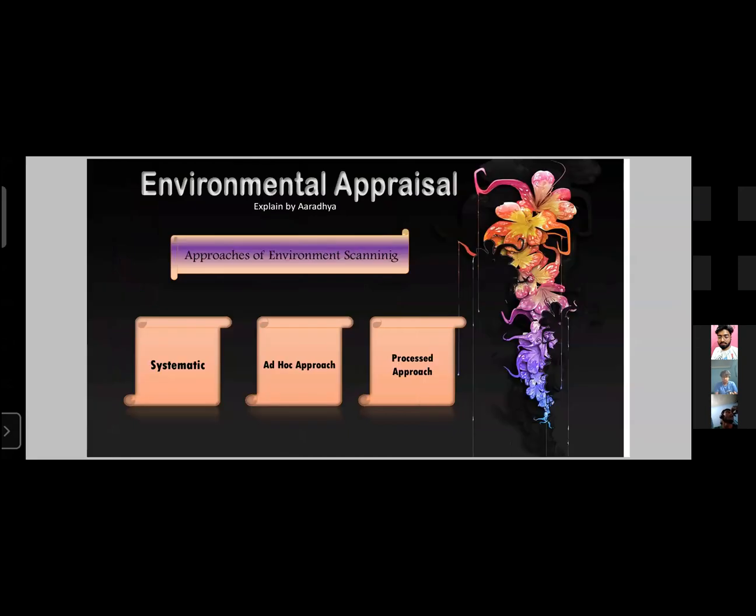And now I will explain about approaches of environmental scanning. First one is systematic approach, second is ad hoc approach, and third one is processed approach. Systematic approach. Under this approach, information for environmental scanning is collected systematically. A systematic approach involves development and implementation of such a system which ensures scientific and continuous collection of information for environmental scanning. Second one is ad hoc approach. Under this approach, an organization conducts special surveys or studies to deal with special environmental issues. Explain systematic once again.